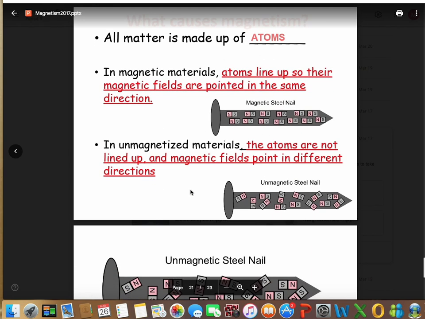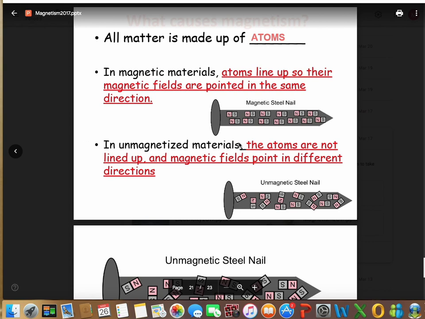If they're not lined up, well, a force is a push or a pull. They're pulling and pushing in all different directions, and nobody's winning. But here we are. We're all lined up together. We're all going to work together. So in a magnetic material, we have to be pointing in the same direction. These little things are called domains.